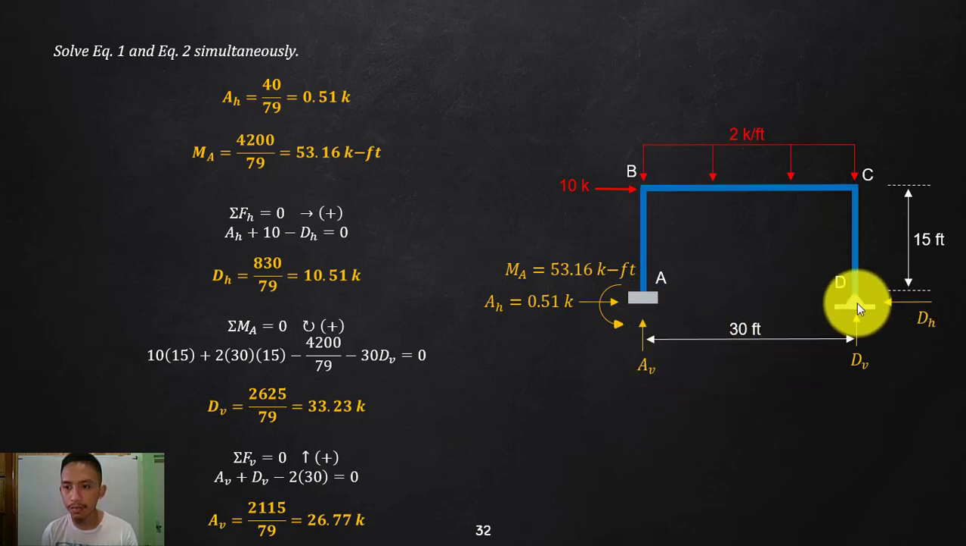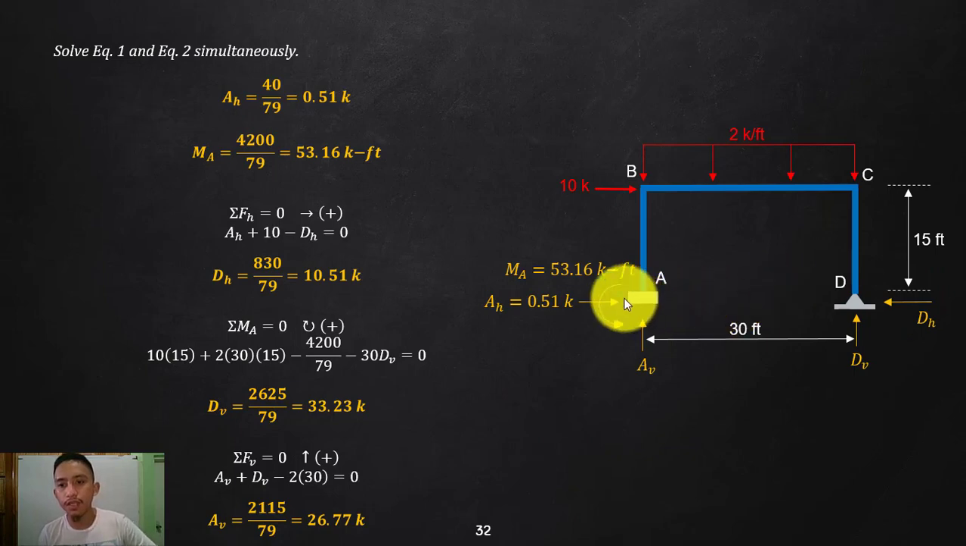Now, the only unknown is your AB. Instead of getting the moment here, you can do that, but I'd rather use the summation of vertical, which going up is positive. AB is positive, DB is positive, and then the only vertical here is the force of the UDL, 2 times 30 going down, so negative. Given DB, since that is what we solved, 2625 over 79, substitute that there, you will end up with AB 2115 over 79, or approximately 26.77. So that is how we ended up with the unknown reactions of your frame.